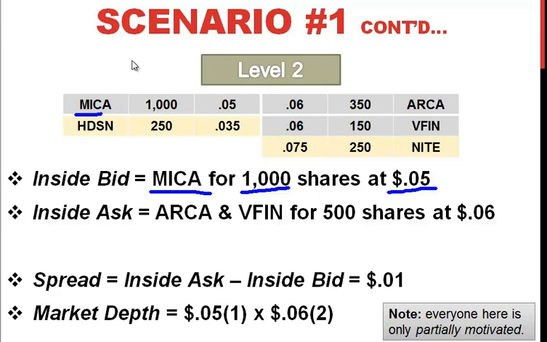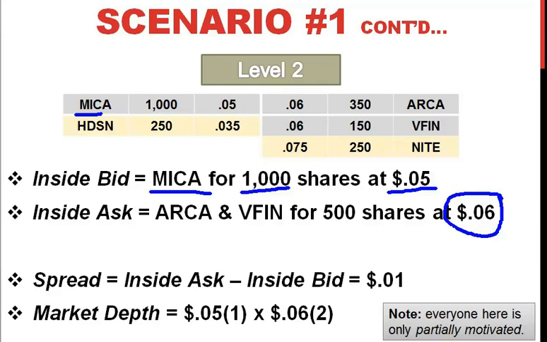So the inside ask is going to be a little bit different. The inside ask is ARCA and VFIN for 500 shares. Now you're thinking, well, where did 500 shares come from? I just see 350 and 150. Well, if we add those up, that's going to give us 500 shares. Because they're both at 6 cents, add those up, and that's what the inside ask is. The inside ask is a total of 500 shares, ARCA and VFIN. So that's just the quick way of saying it. If someone were to say the inside ask, inside bid, they're just talking about the best possible price to sell and then the best possible price to buy.